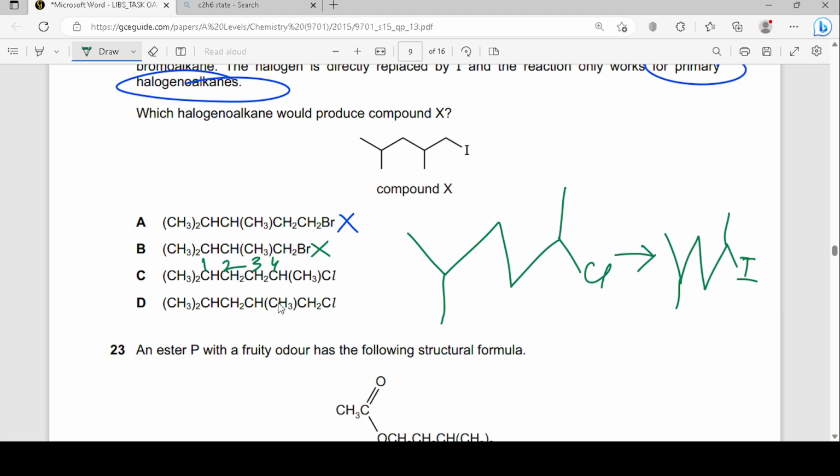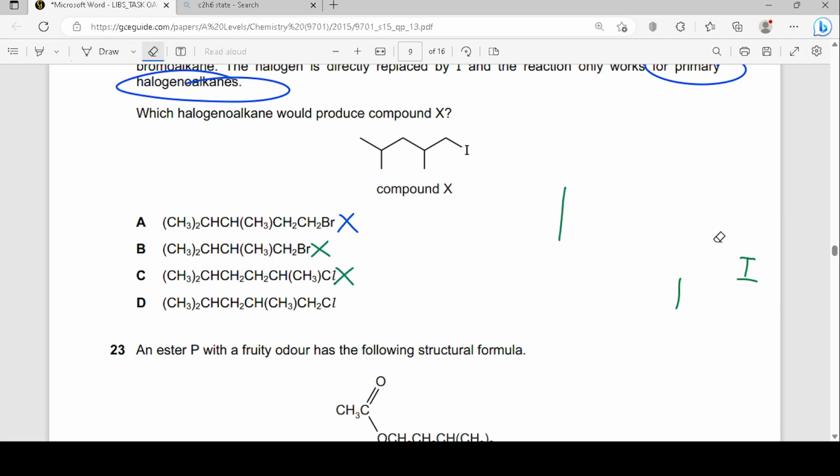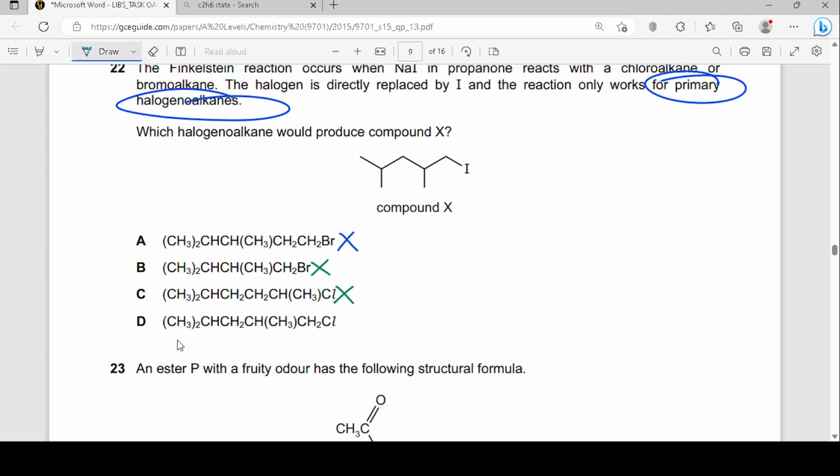It concerns me. But anyways, let's trust the process and cross out option C as well and go to option D. Let's see if option D gives me the correct answer. 1, 2, 3, 4 in the main thing. Then you have two CH3s here, and then 1, 2, 3. The third one has a CH3 again, and then CH2Cl, which has Cl. So 1, 2, 3, 4, 5 in the main chain.